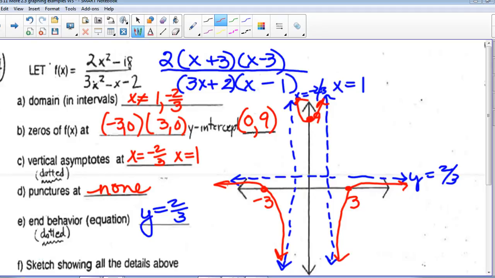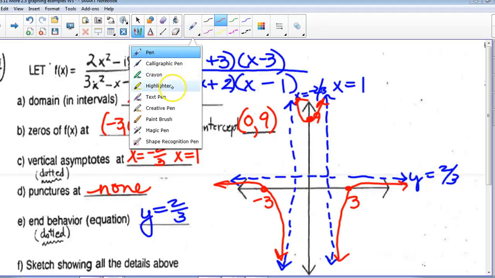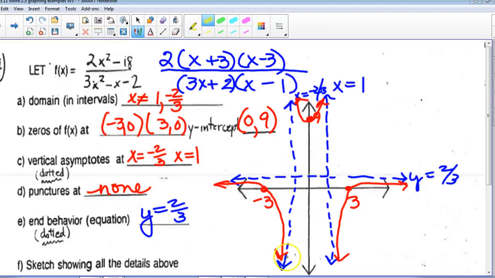Let me see. If I point with my eraser, that won't be a good plan. It'll erase it. I don't know. Is there a little light you can turn on? I can turn on a highlighter, right? Thank you. Okay, thanks.